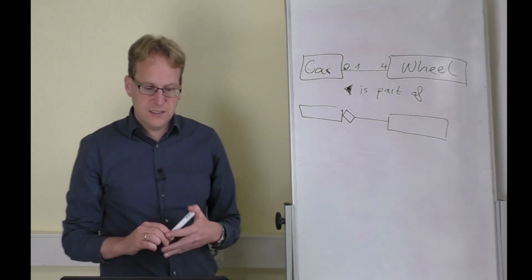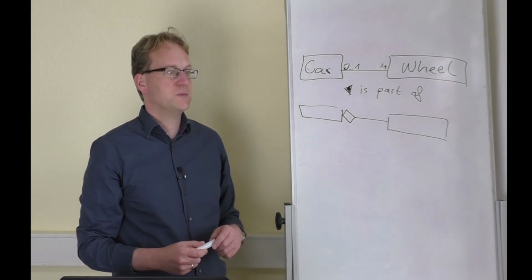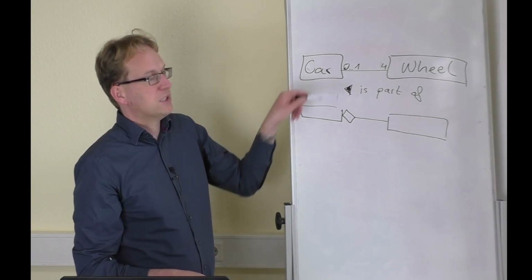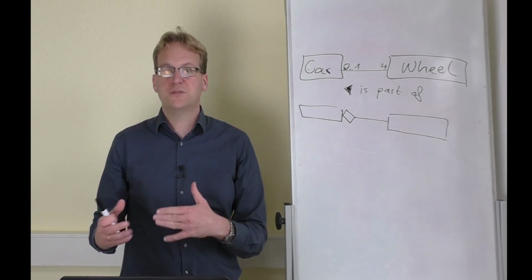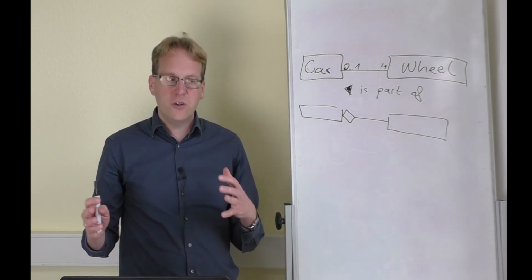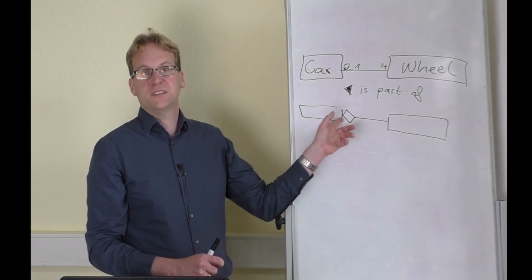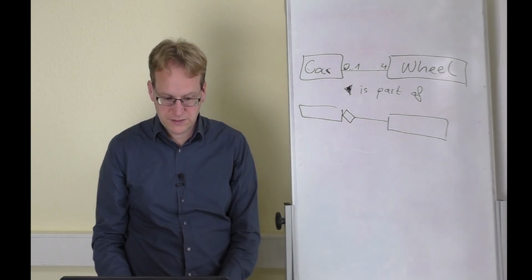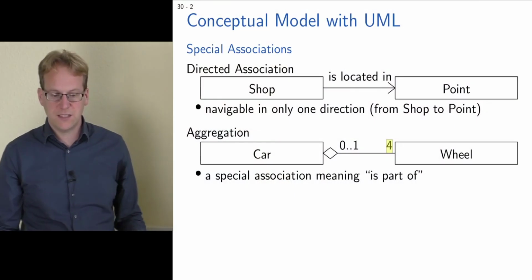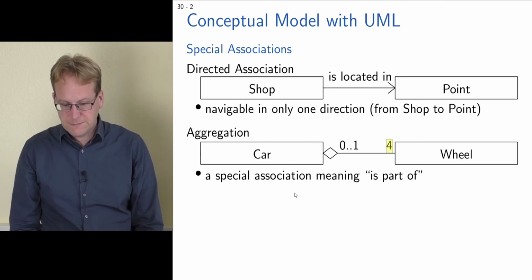It's simply that in UML, the people who developed UML said such part-of associations, these is-part-of relationships, occur so often in our models that this deserves a special symbol, this diamond. And that you can see here on this slide.